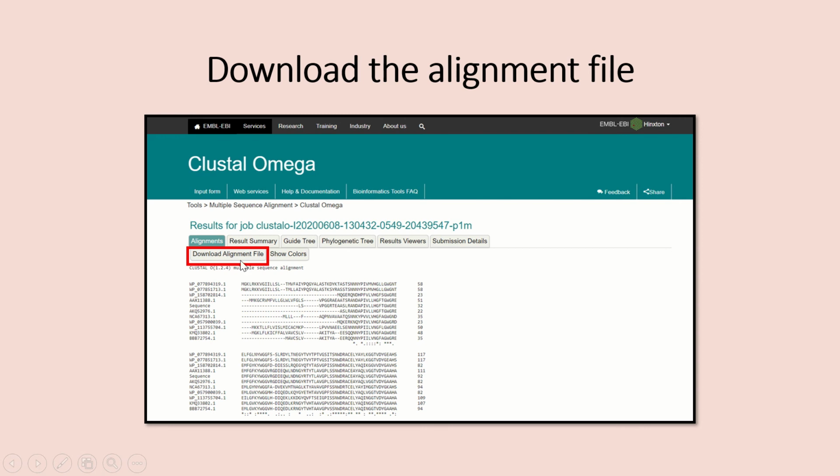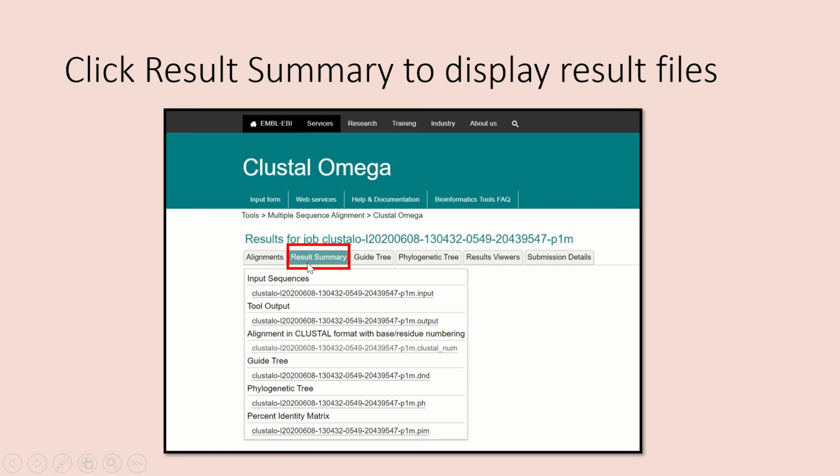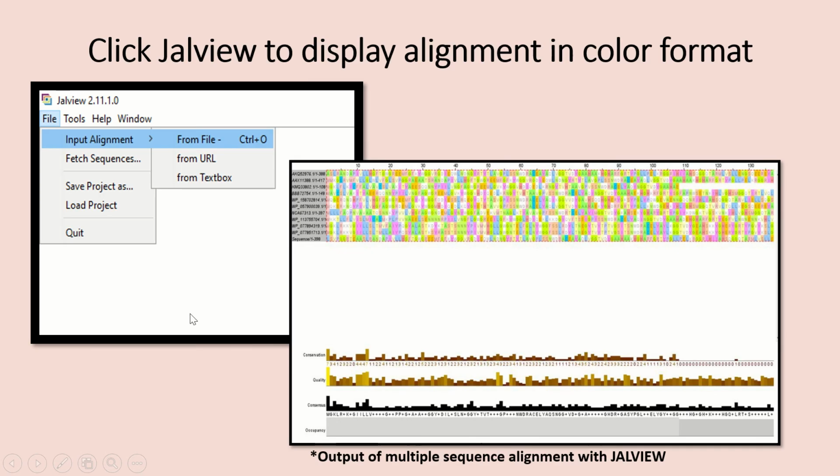Click on the download alignment file, and this is the downloaded alignment file, and it also showed the output of finding functional motif. We also need to click on the result summary to display the result files. It will state the input sequences, tool output, alignment in Clustal format with base or residue numbering, guide tree, phylogenetic tree, and percent identity matrix.